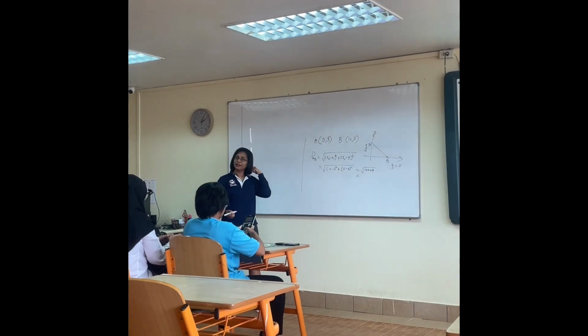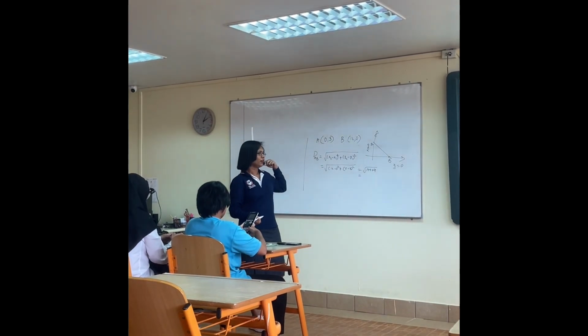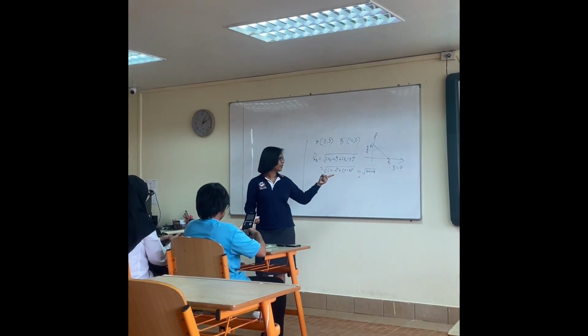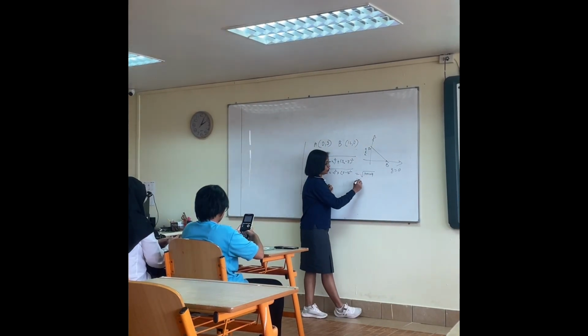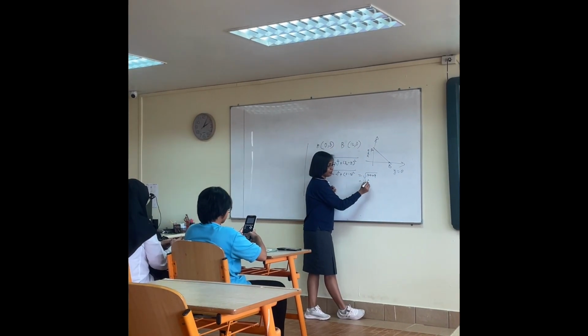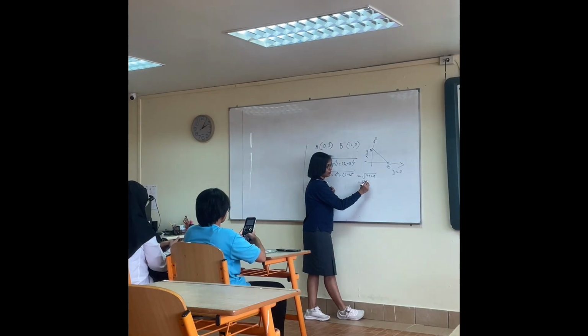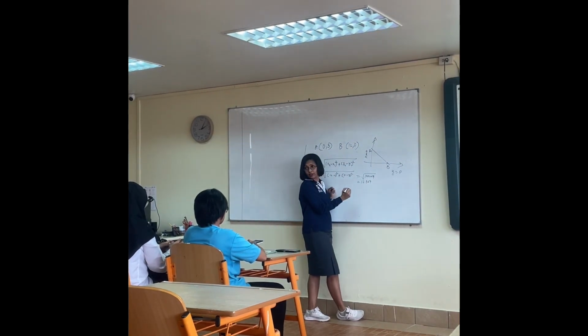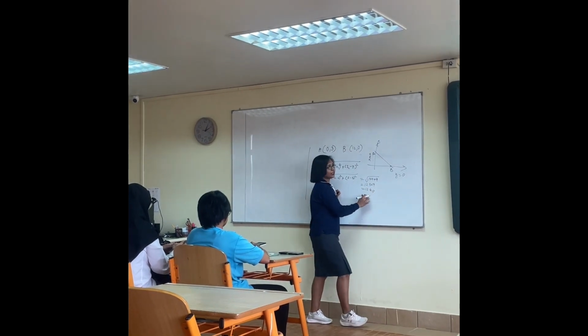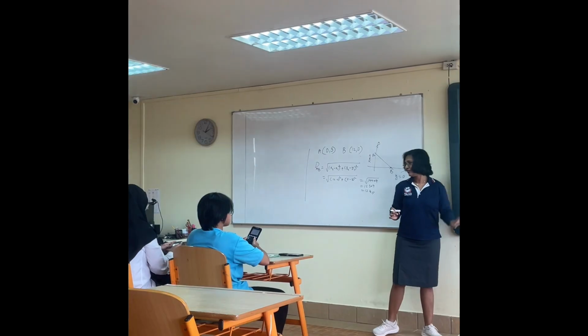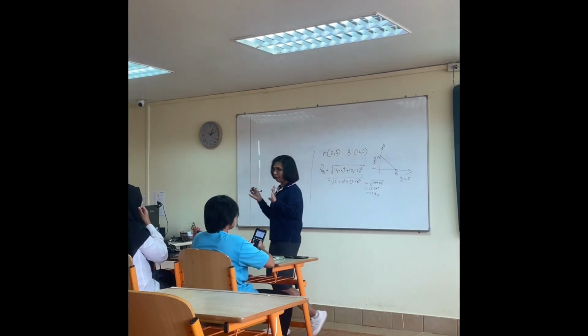Is it 12.3? 12.37. So 12.369. You can round this number, right? Yeah. So when you round, 12.4. Is it correct? Yes? So you can prove it.